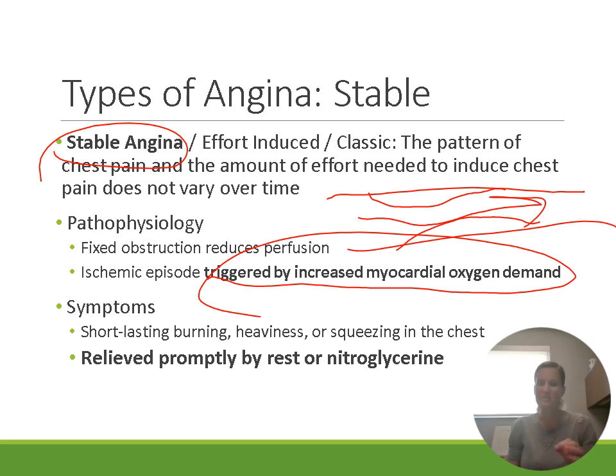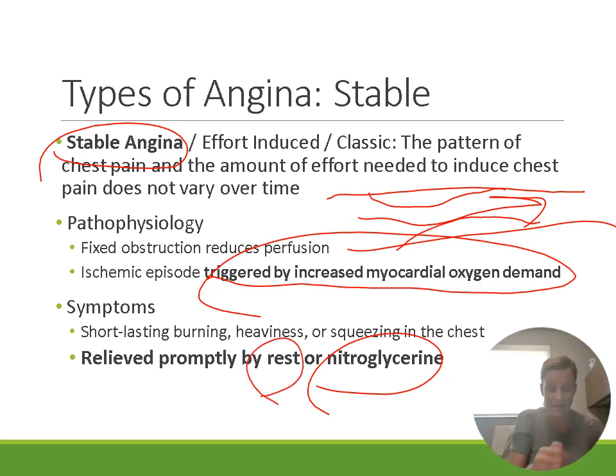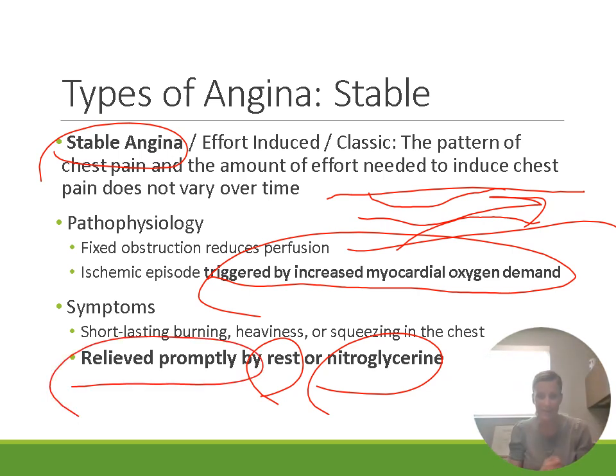Something that is incredibly important with stable angina: when the person starts having chest pain, they're going to take nitroglycerin, or they're going to stop and rest, or both. This chest pain should be relieved by either of these. Remember, the problem was increased demand, right? And you couldn't increase the supply. So if the person rests, the demand will go down. That means that there should be a match again between supply and demand of oxygen, and the chest pain should go away.